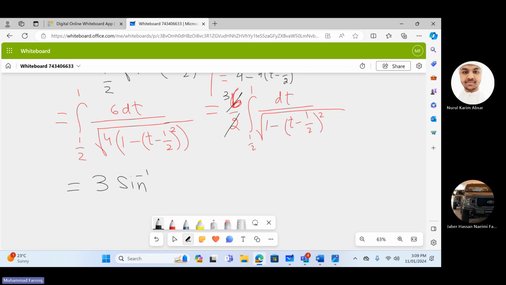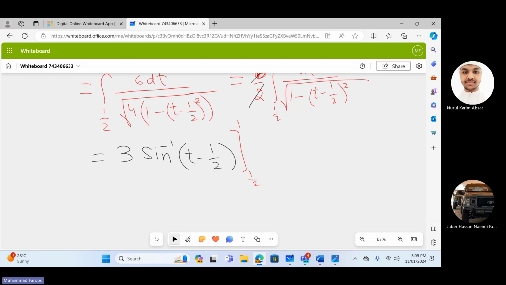A is 1, so no need to divide by 1. What is my u? t minus half. Very good. We have limits from half to 1. No plus c. When we have limits, when we have a definite integral, don't write plus c. Put the upper and lower limit in the answer now. 3 times sine inverse. Substitute 1 minus half, half. I have sine inverse half. Upper limit gives me half. Minus, substitute lower limit: half minus half, 0. Sine inverse 0 is 0.